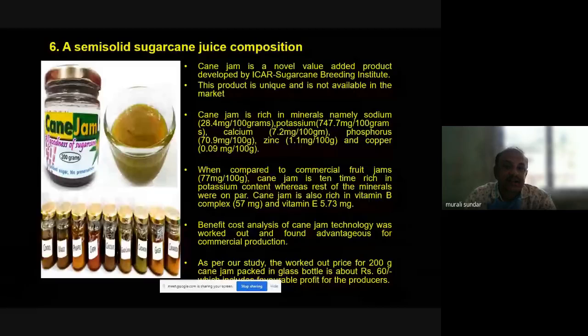Coming to another novel product we have developed from sugarcane juice, a semi-solid sugarcane juice composition, popularly called cane jam. We could see a lot of jam products in the market from different companies, and previously they used to produce jam from fruit pulp. But of late, the price of fruits is very high, and it is impossible for companies to use real fruits to develop a jam product.